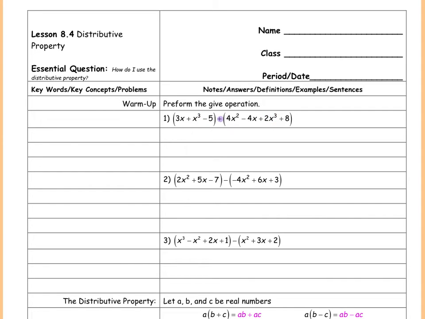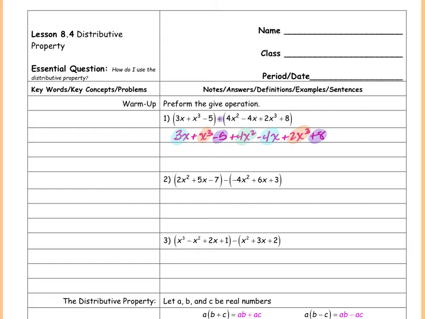So it's add. It says just go ahead and rewrite it without the parentheses. So I've got 3x plus x cubed minus 5 plus 4x squared minus 4x plus 2x cubed plus 8. And then I'm going to find my like terms. So I've got x cubed and 2x cubed, and then 4x squared. And then I've got 3x and negative 4x. And then lastly, I've got negative 5 and 8.